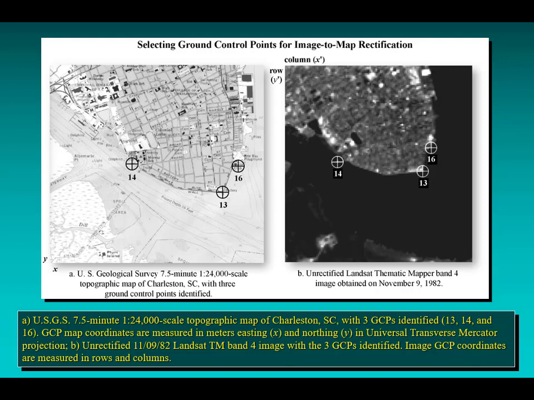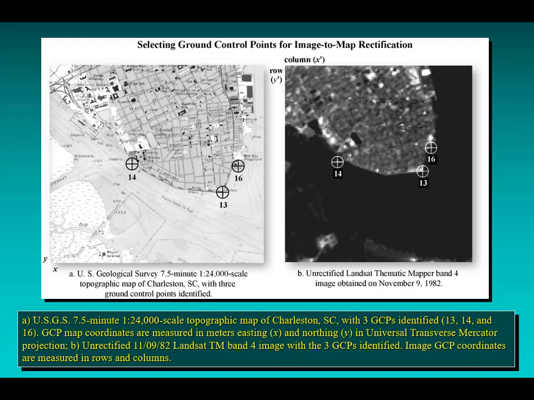On the left-hand side is a digital version of a U.S. Geological Survey 7.5 minute 1 to 24,000 topographic map that is centered on a portion of Charleston, South Carolina. And if you are familiar with that city, you can see the Battery, this hardened seawall that's running around the peninsula there of that portion of the city.